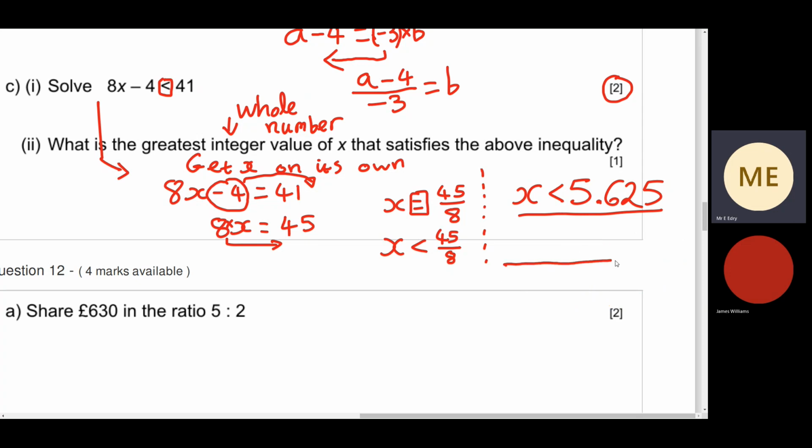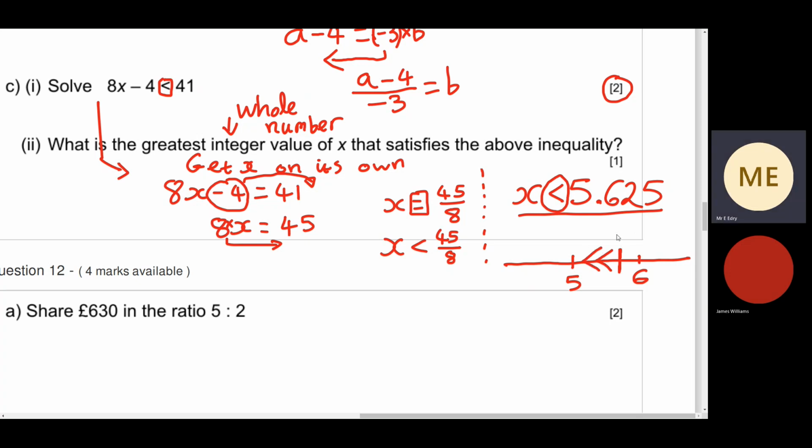So if I imagine a number line, like this, there's 5, there's 6. 5.625 is way up here, okay? It's like that. That is 5.625. Now, x is less than that because it's being pointed at by the 5.625. So if x is less than that, it's going to be to the left of it.